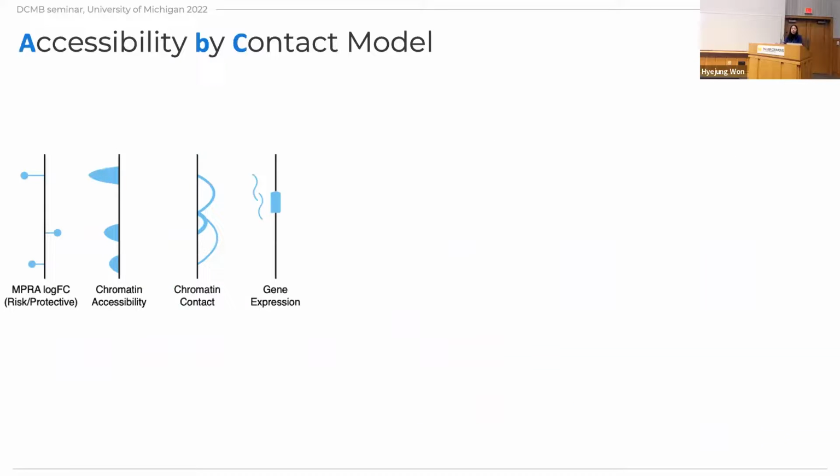So for that purpose, we have proposed an accessibility-by-contact model, and this is actually building on Jesse Engreitz's activity-by-contact model, but he was basically using that to infer enhancer-gene relationships. And here we would like to use this to infer the variant-level activity onto the gene level. So for a given locus, we can have the allelic activity that is measured by MPRA log fold change, and then we can leverage the chromatin context as well as the chromatin contact frequency so that we can infer its impact on gene expression.